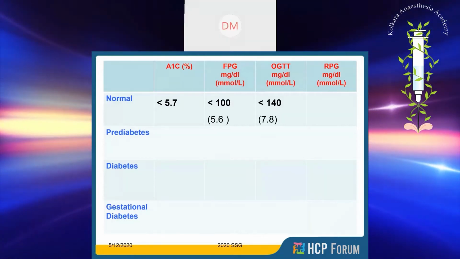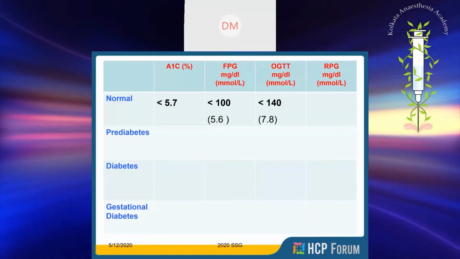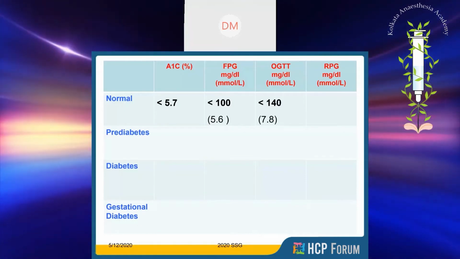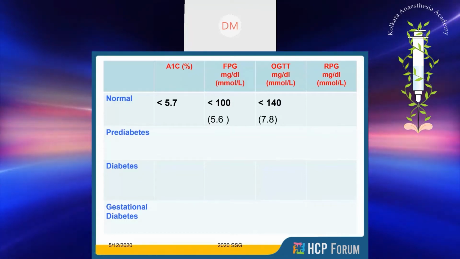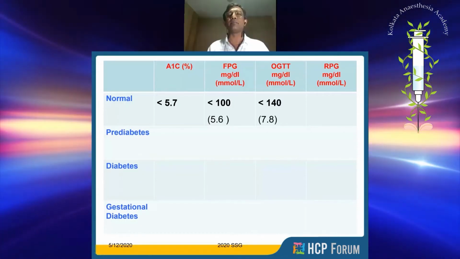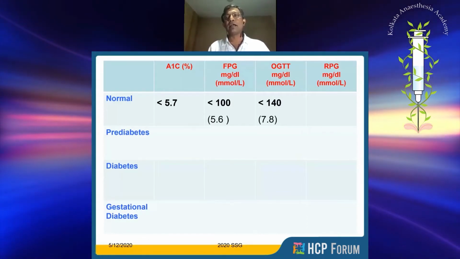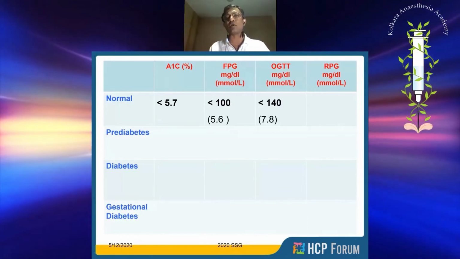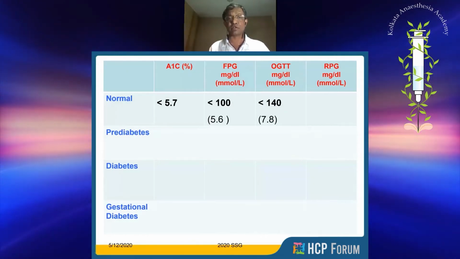Sir, this 126 is from Harrison. Actually, sir, there is different data coming out. Yes, absolutely. You will figure out that a lot of things about diabetes are not absolute. So if you are saying 126 from Harrison, be absolutely sure that it is from Harrison.